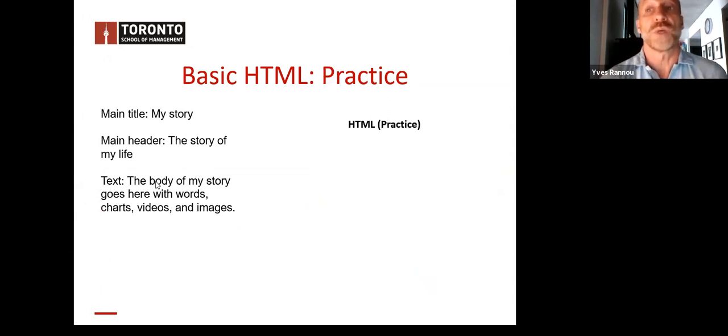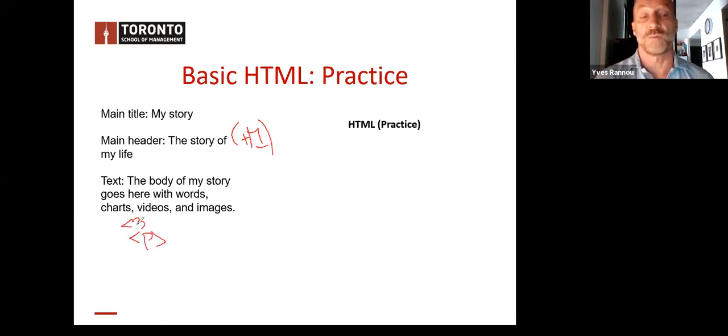Let's see another piece of code, where the code will look for the specific element too. So I give you the main title, my story, the main header, the story of my life, and that will be your H1. And then the body as well. So our P, our body, and nothing else.